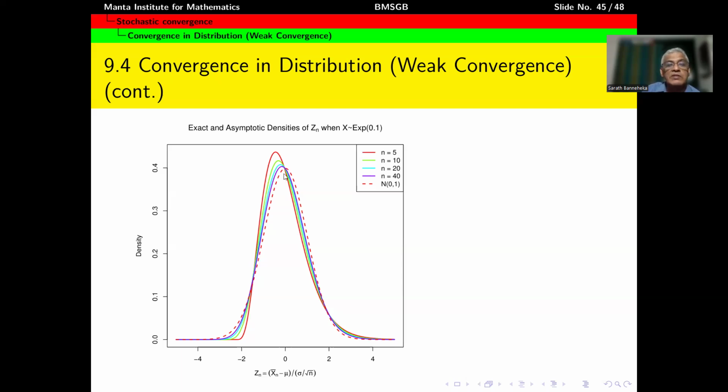But if I increase n further, it will come closer and closer to this one. But I didn't draw more lines here because then it would be very difficult to distinguish. So that's what I wanted to show. You can see that the density is coming more and more close to the standard normal distribution. So that's what the central limit theorem says. The distribution of Zn converges to the standard normal as n goes to infinity.